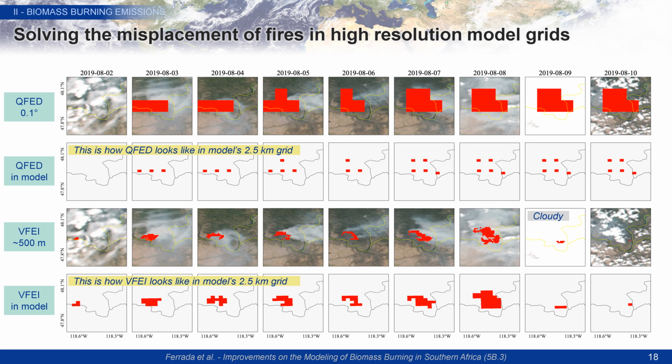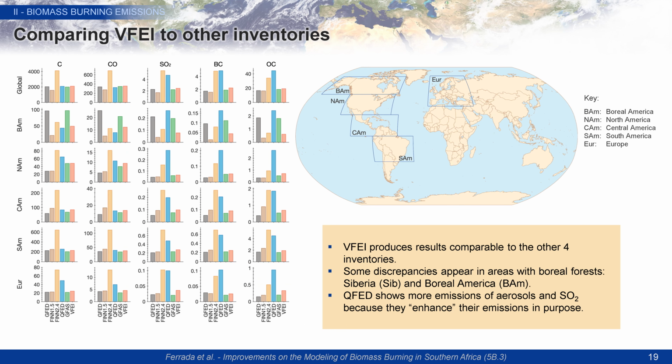The advantages are evident. This is especially important when simulating fires in complex topography, because if you have a fire misplaced, then the smoke can be subject to different local circulation patterns and plume development. We compared our VFA emissions to the other 4 widely used inventories I mentioned before.